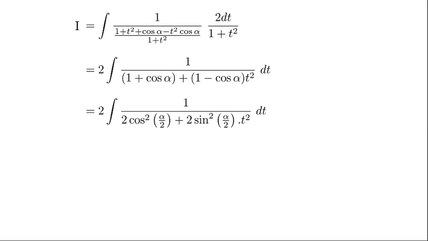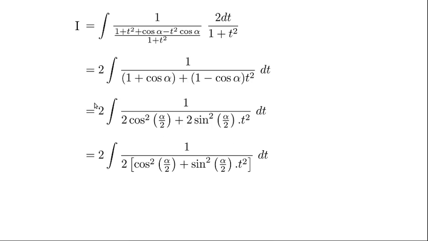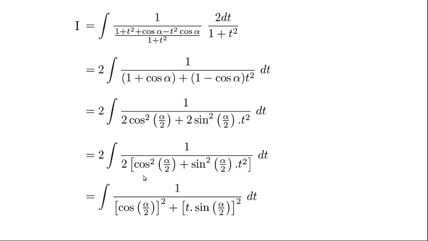And we make use of the formula of 1 plus cos theta and 1 minus cos theta. That is 2 times integration of 1 upon 2 cos square alpha by 2 plus 2 sin square alpha by 2 into t square. So this 2 goes out and cancels with the 2 outside, and we are left with integration of 1 upon cos square alpha by 2. And from this what we have done is we have made it as 1 square, so (t sin alpha by 2) whole square dt.